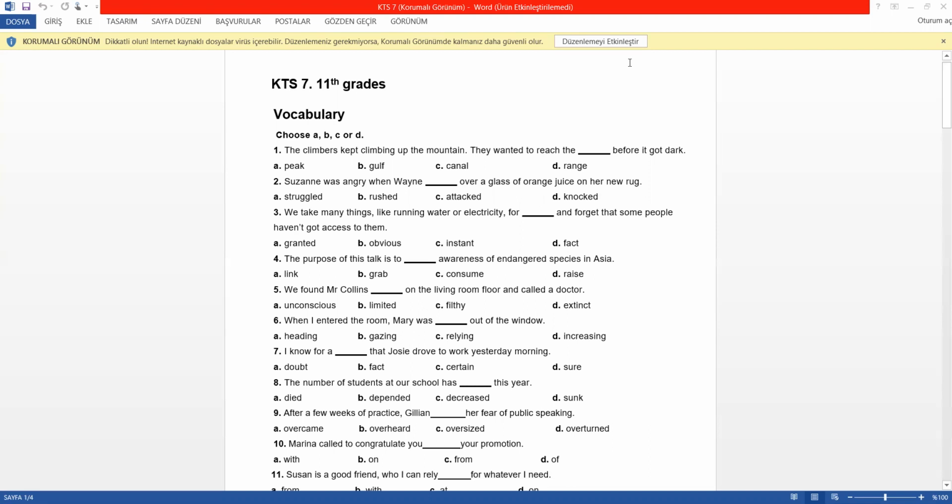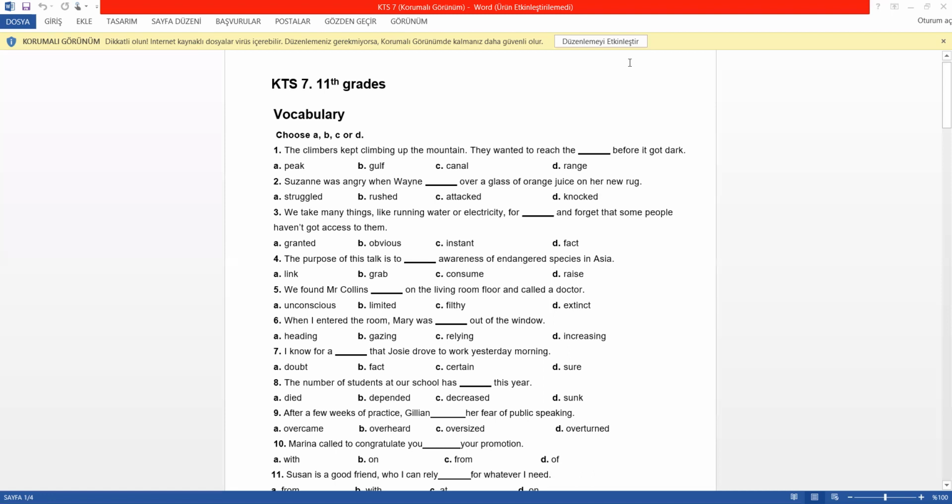For the 8th question, the appropriate option is decreased, because the other options are not relevant here. And for the 9th question, the relevant answer is overcame, because the other options are meaningless.